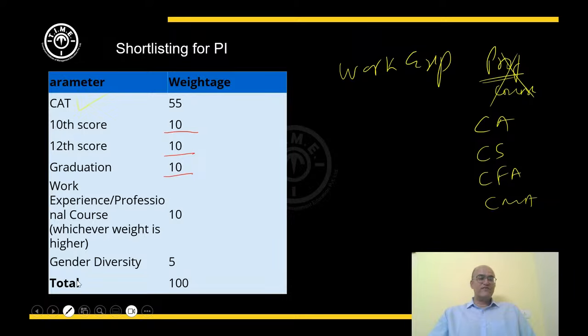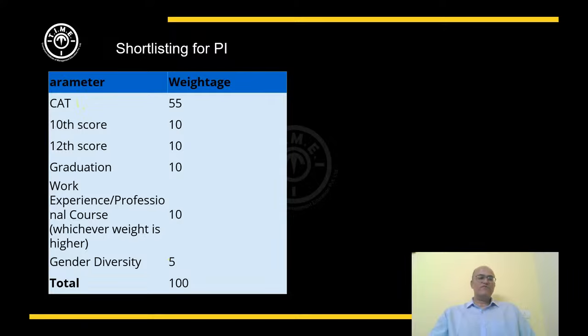Finally, gender diversity weightage will also be there. 5% marks will be given to all the non-male applicants. So this is how the shortlisting will happen for personal interviews. Now, as you can observe, profile does play a good amount of role in IIM Bangalore, but CAT performance still is needed because 55% again is not a small weightage. Now, once you are shortlisted, you will undergo essay writing as well as personal interviews.